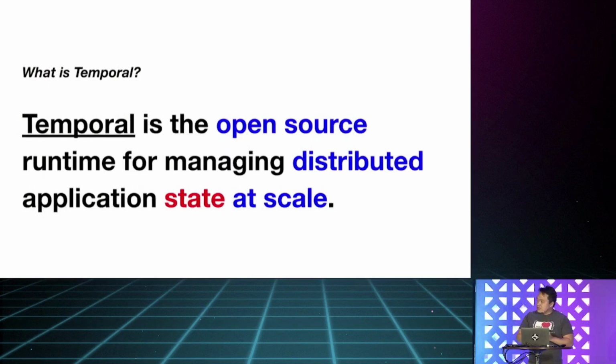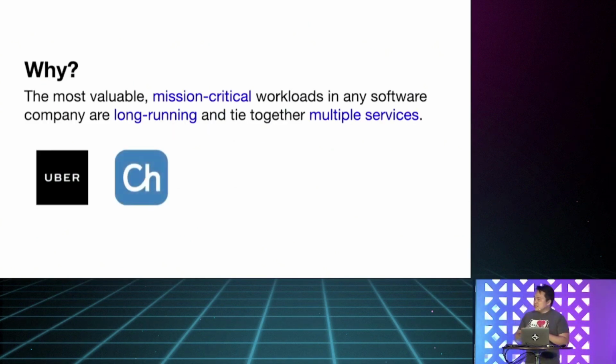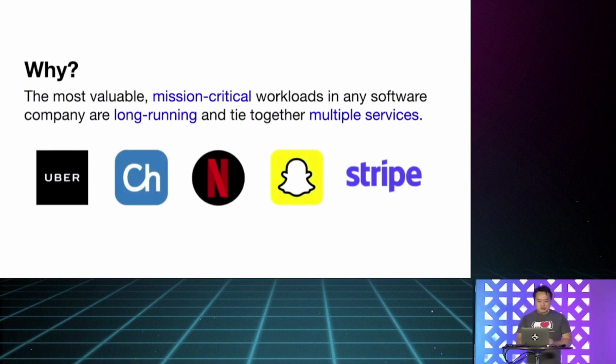What is Temporal? Temporal is the open source runtime for managing distributed application state at scale, lots of words. Why is it important? Because the most valuable mission-critical workloads in any software company are long-running and tie together multiple services. Temporal came out of Uber as an open source project. It's been used at Checker, Netflix, which is losing subscribers today, apparently. Check the stock.